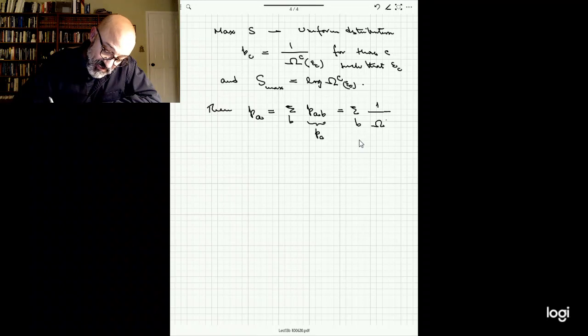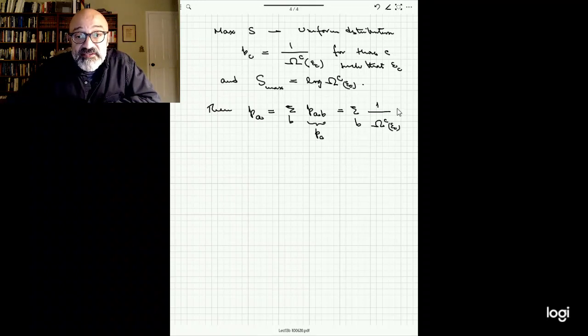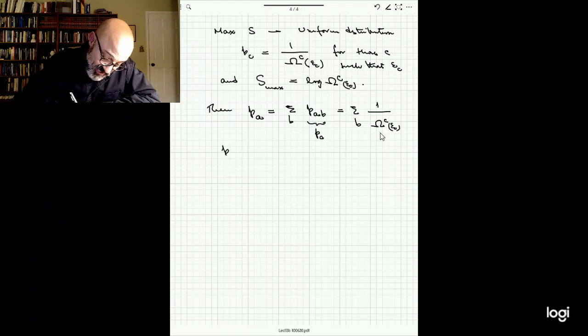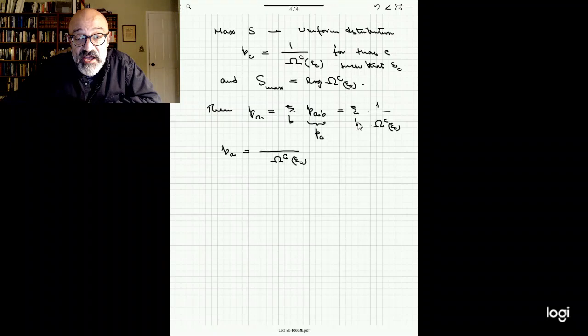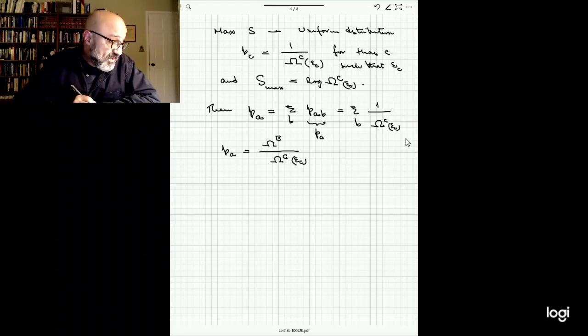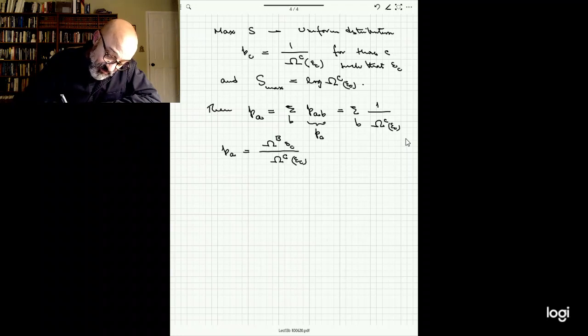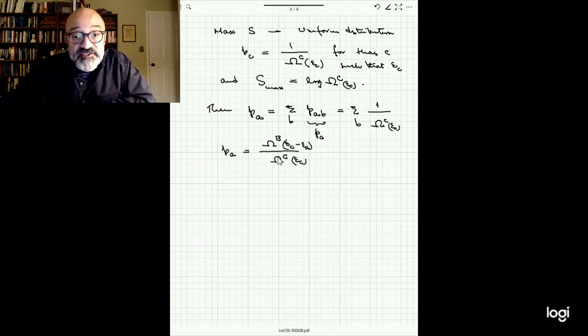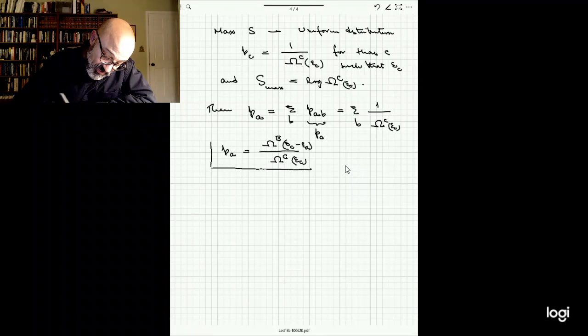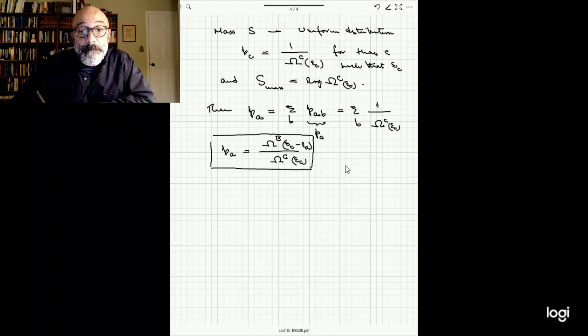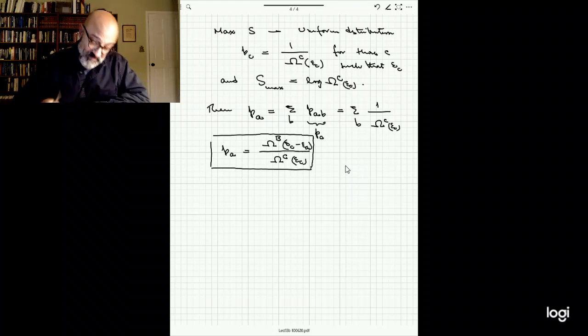It's 1 over Omega_C. So what we have here is a constant, and now we're summing, and it's independent of B. So what this tells us is that P_A is going to be that constant, multiplied by the number of microstates of B, the number of microstates that have the appropriate energy. And this is the important quantity. This is it. We have the probability P_A. What do we do next?